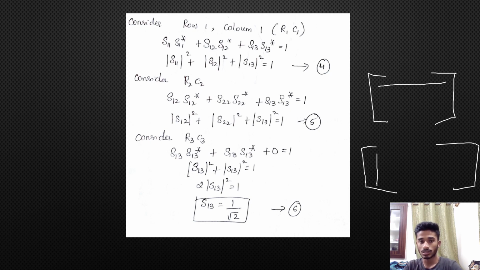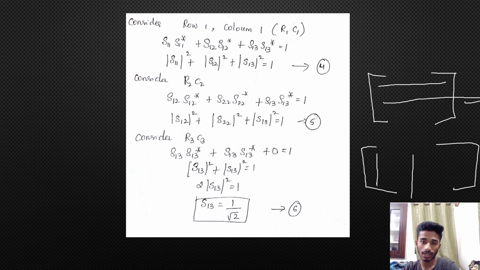Okay. So consider row 2 and column 2. Next, we have to multiply row 2 by column 2. Here we get S12 into S12 asterisk plus S22 into S22 asterisk plus S13 into S13 asterisk is equal to 1. So the answer is S12 to the whole square plus S22 to the whole square plus S13 to the whole square is equal to 1.